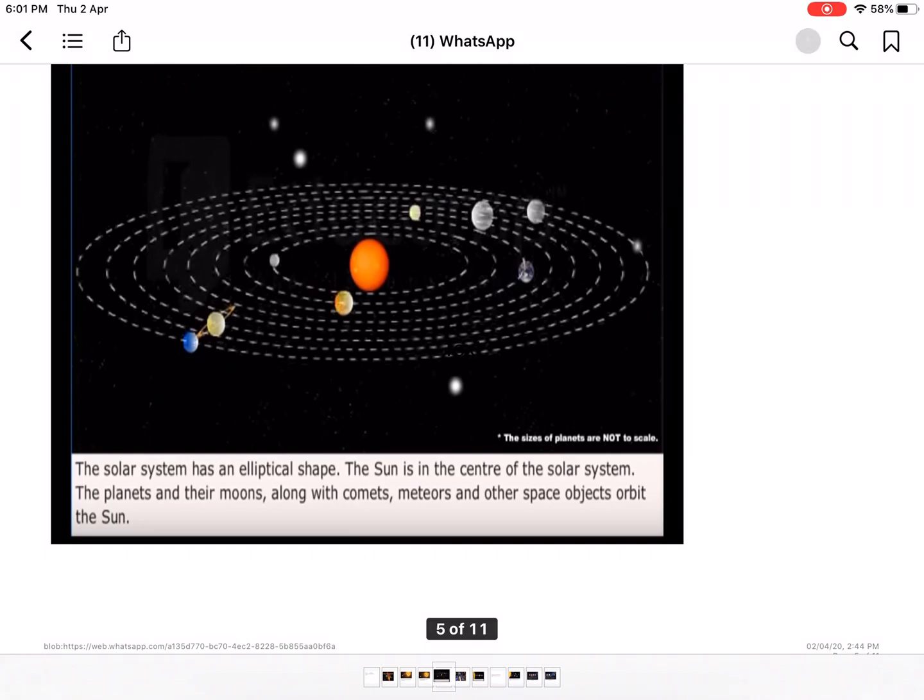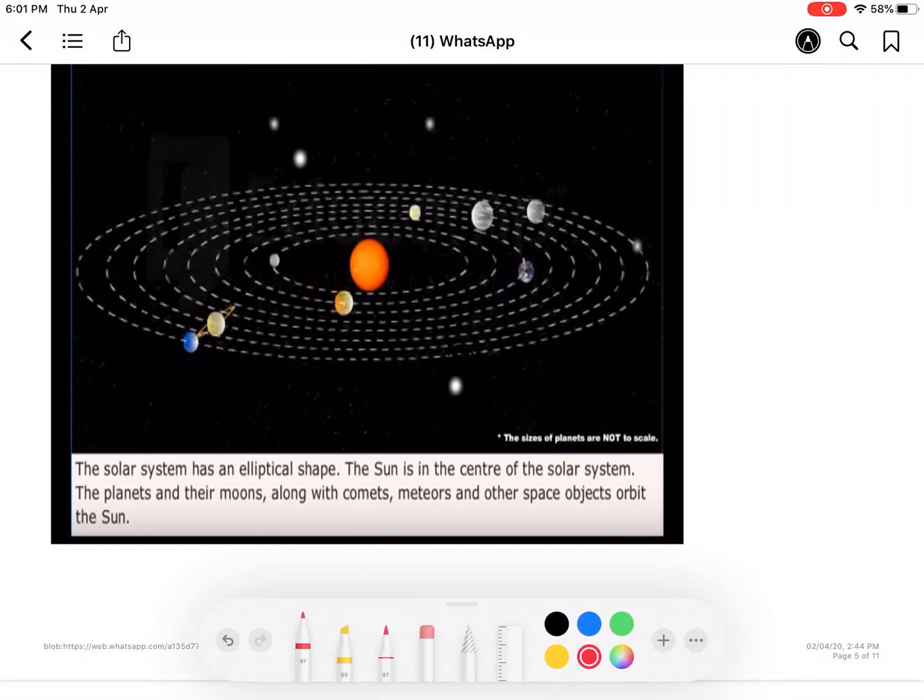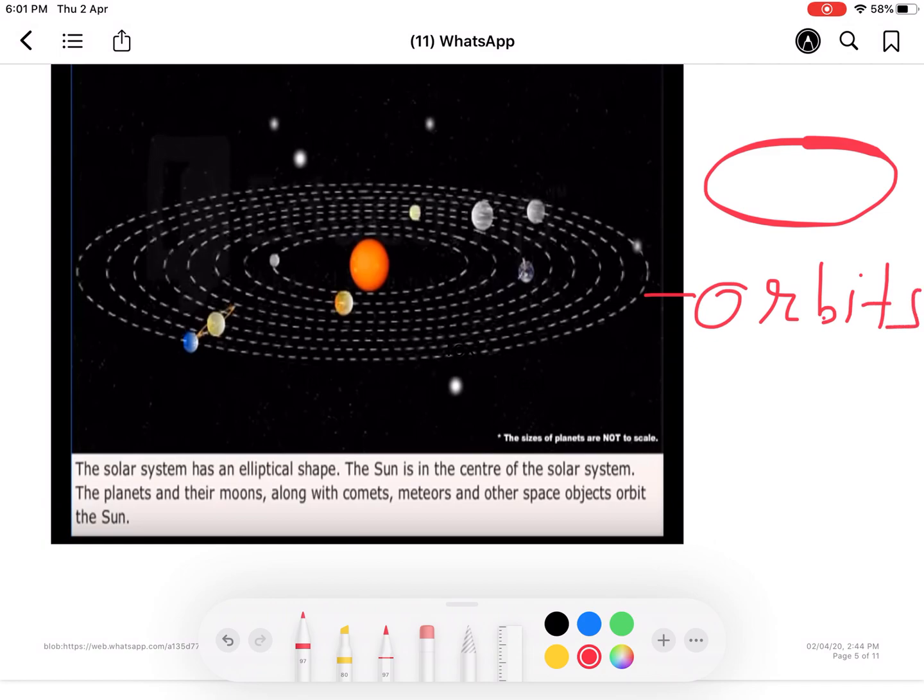Now look at this. Here the solar system has an elliptical shape. This is clear from this picture. This is the elliptical shape. And here different dotted lines are there. These dotted lines are actually what? Orbits. These dotted lines are the orbits.